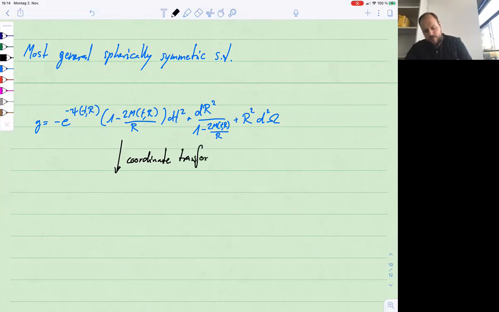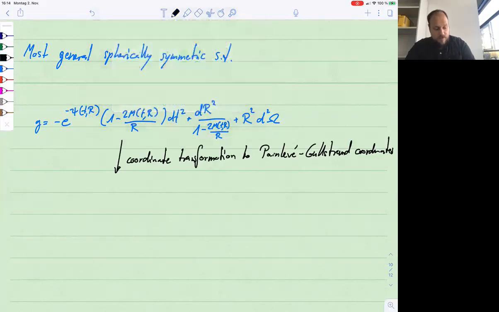It's not important how this looks. To get Painlevé-Gullstrand coordinates. And this is given by the following. This is also still the most general, so nothing has happened at the moment. I will suppress that psi is now psi of T and R, and also M is now M of T and R, but I won't write it.